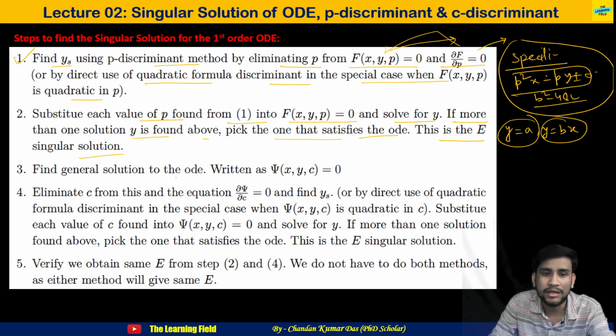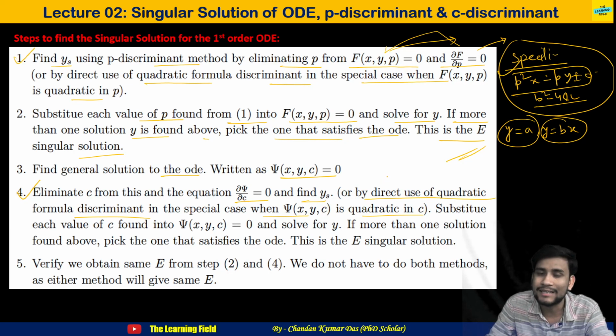Find the general solution to the ODE. Now this is the case of the p-discriminant. If we have to use the c-discriminant method, then we have to solve the differential equation. So in the case of the p-discriminant method, we don't need to solve the equation, but in the case of the c-discriminant method, we have to solve it. So retain psi(x, y, c) = 0. Eliminate c from the equation ∂psi/∂c = 0, and find y dash by the direct use of the quadratic formula discriminant in the special case where psi is a quadratic equation in c, that is the same case.